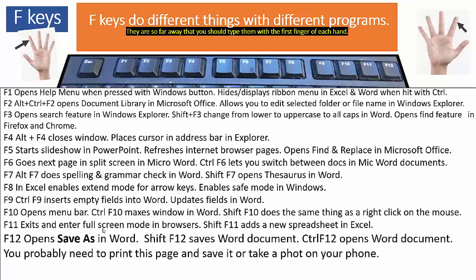Alt F7 does a spelling check. F8 enables extend mode for arrow keys. F12, save as in Word. Shift F12 saves Word document. Control F12 opens a Word document.